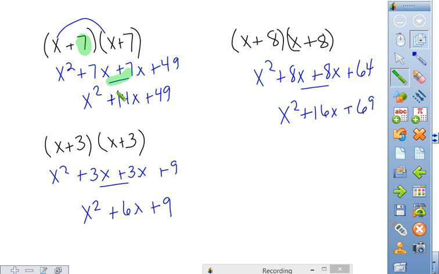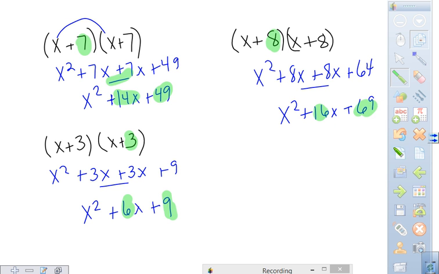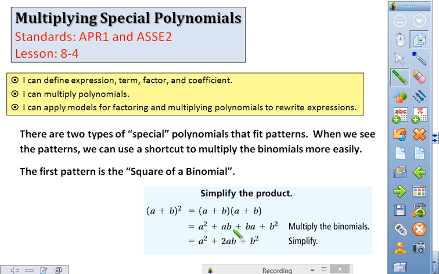If we double 7, we get 14. And if we square it, we get 49. Double 3, we get 6. Square it, we get 9. Double 8, we get 16. Square it, we get 64. So that's where this pattern is coming from. We double A times B, and then we square it to get the back.